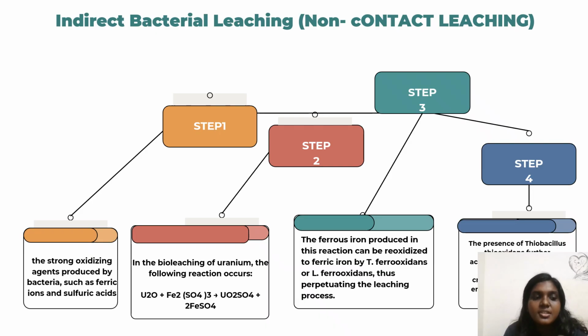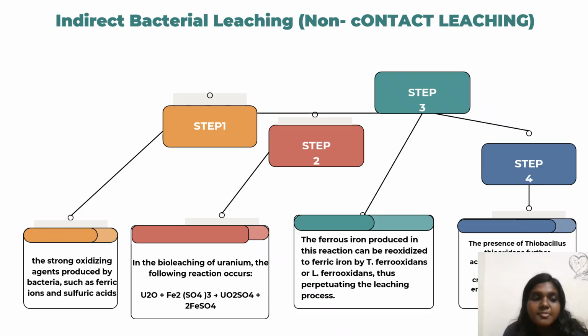The microbial role is that they oxidize the ferrous ions into ferric ions, and they oxidize sulfur compounds like H2SO4 and so on. And the chemical role is that the ferric ion oxidizes the sulfide minerals, and the H2SO4 dissolves the mineral matrix and maintains the low pH.